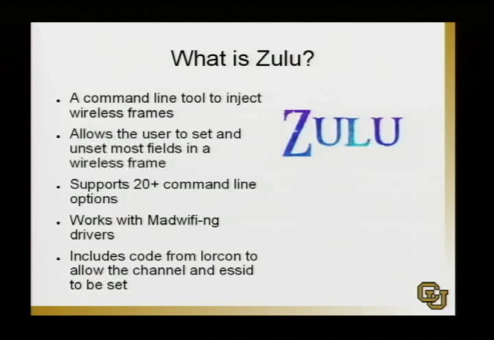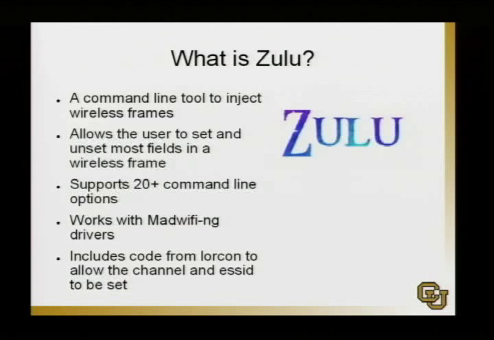So now that you know the motivations, what exactly is this tool? I've said that it can inject custom frames, but what does that mean? Basically, this tool allows you to set and unset most fields within an 802.11 wireless frame. That is the whole point of this tool. I want it to be incredibly configurable. Right now it has about 20-plus documented command line options. There are a few more that are undocumented and less tested, so you can look at the source code to find out what those are.